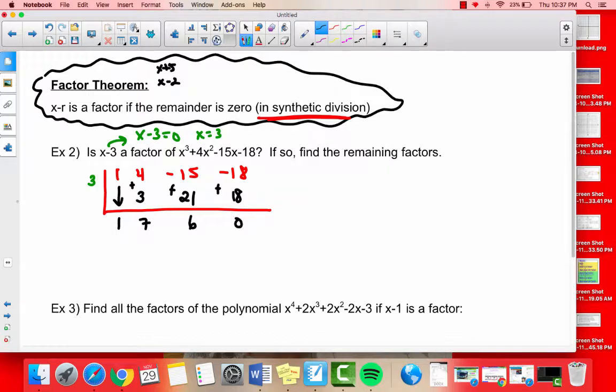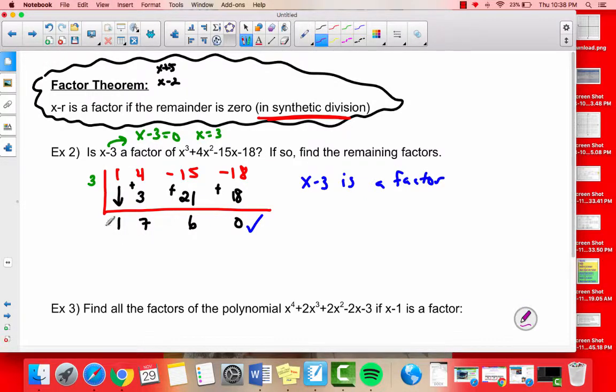And remember, we just talked about the factor theorem. It says it is a factor if the remainder is 0. Well, here's my remainder. It's a 0. So it is a factor. So you could say x minus 3 is a factor. But then it says, if it is, find the remaining factors.